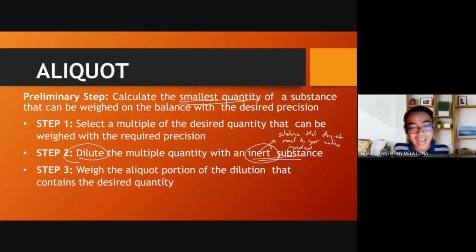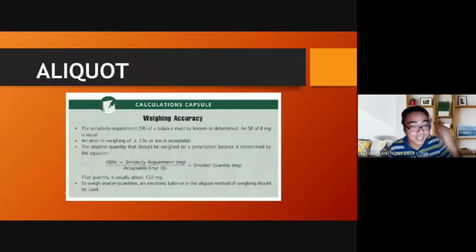Okay, then lastly, class, weigh the aliquot portion of the dilution that contains the desired quantity. Now, syempre, hindi nyo may imagine to, so hanggat wala tayong sample case. Right? Some things that you have to consider here lang, class, ha? When we do sensitivity requirements for a balance, usually, class, ang sensitivity requirement is 6 milligrams. Okay? Tapos, ang error in weighing, or yung kanyang percent error is 5%. This one is for a usual balance. Right? May 5% percent error siya. At ang usual na sensitivity requirement niya is 6 milligrams.